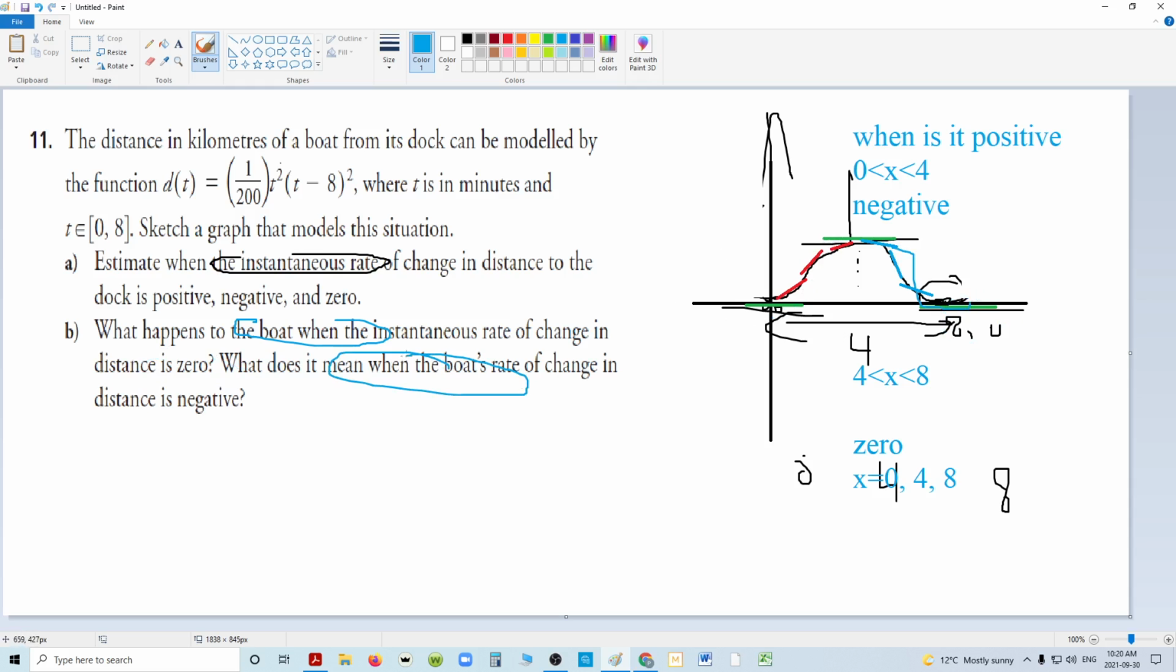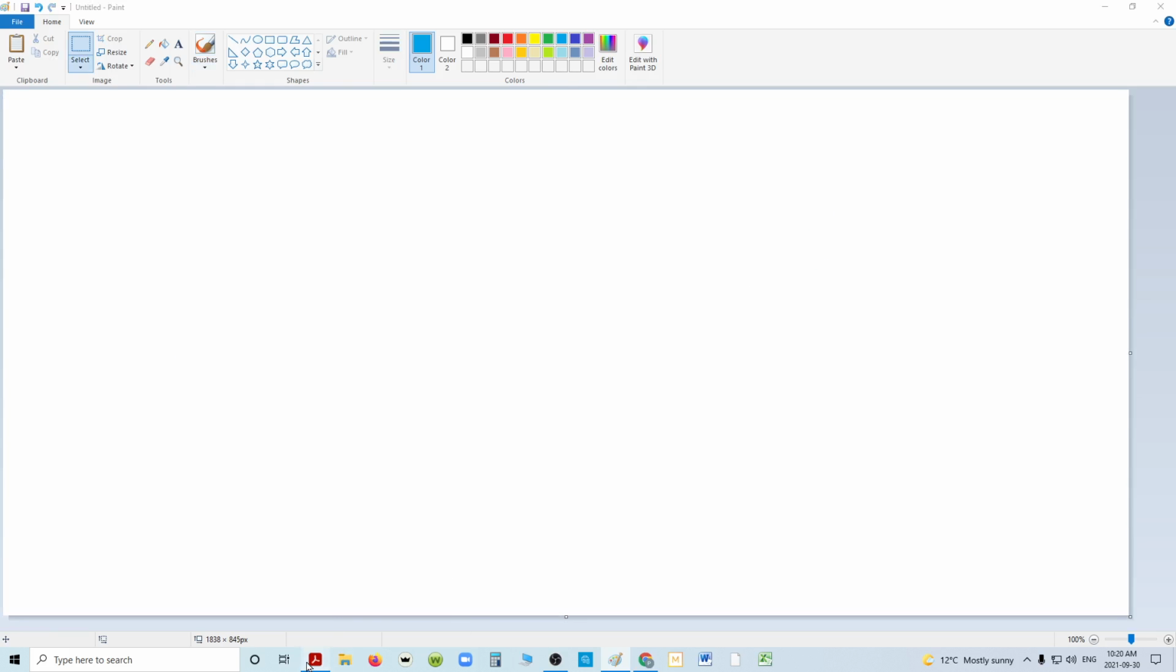What does it mean when the boat's rate of change of distance is negative? It means it's returning to the dock. The slope is coming back to the dock. When it's positive, it's leaving the dock in this particular case.